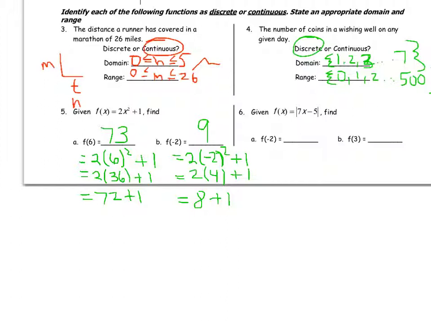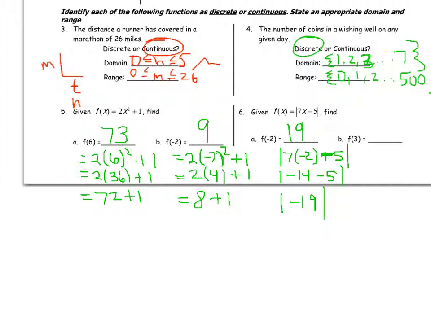On 6, we're looking at absolute value now. So if we plug in negative 2, we've got the absolute value of 7 times negative 2 minus 5. Just kidding, pretend like that's a minus. 7 times negative 2 is negative 14 minus 5. Still looking at the absolute value of that. Negative 14 minus 5 is negative 19. The absolute value of negative 19, its distance from 0, is 19 units, so our answer is 19.